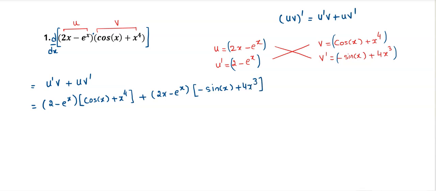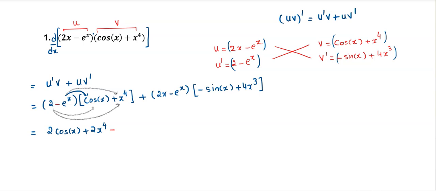If there is time in the exam, always simplify. Otherwise, you can leave it here. So when you are doing simplification, what will you do? You multiply 2 with cos x and x power 4. That gives you 2 cos x plus 2 x power 4. After that, you multiply e power x with cos x and x power 4. See the sign here is minus and here no sign. So you will get minus. Why minus? Because minus and no sign means plus.